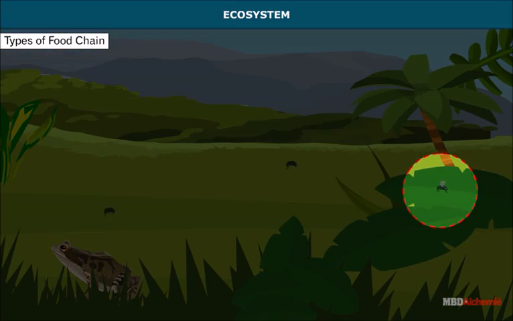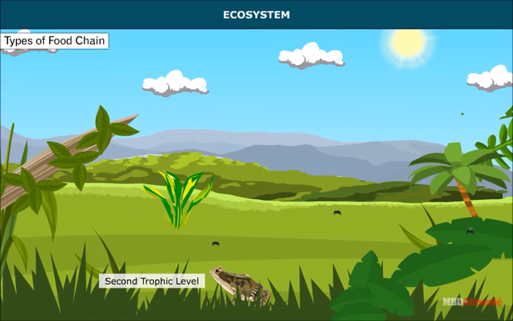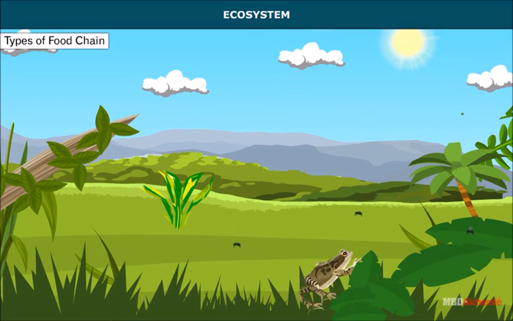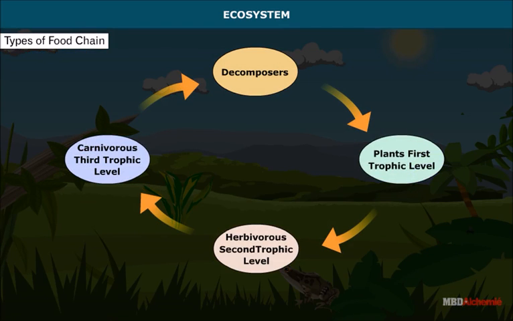Herbivores or primary consumers eat upon the producers and form the second trophic level. Herbivores are eaten by carnivores of different categories. These are longer food chains. They always end at decomposer level.